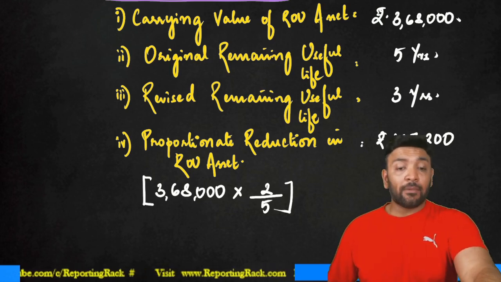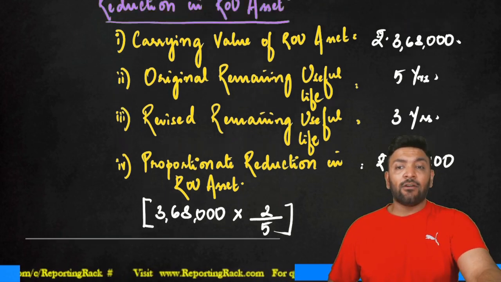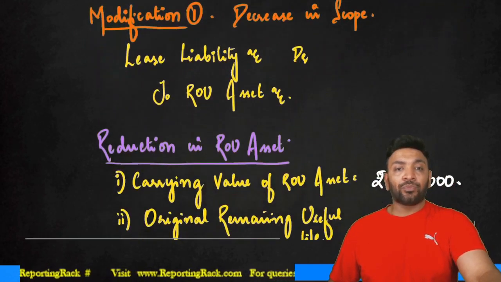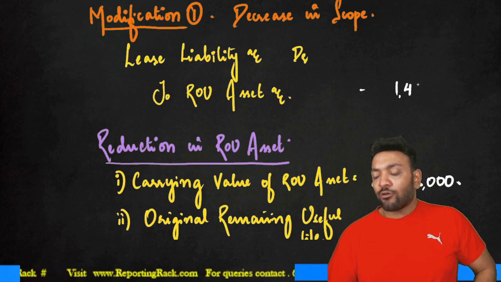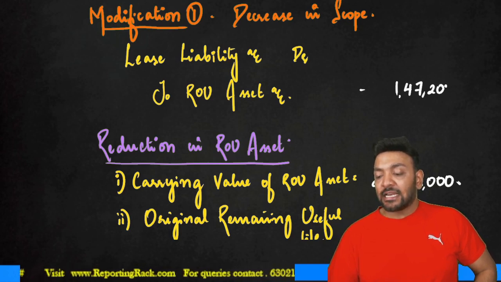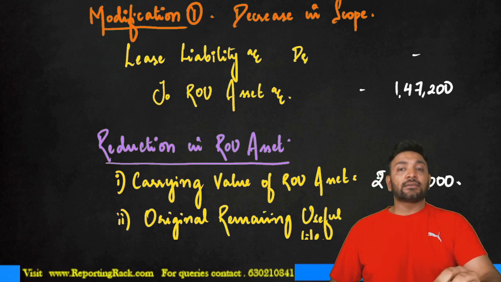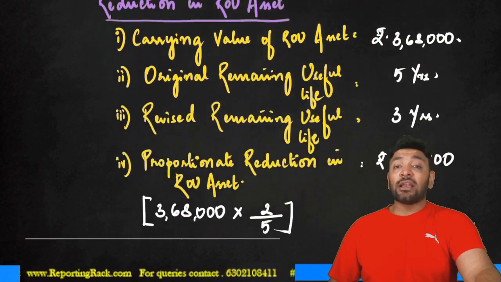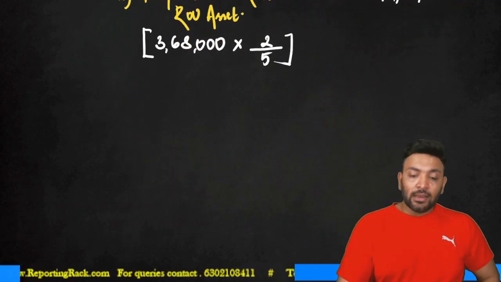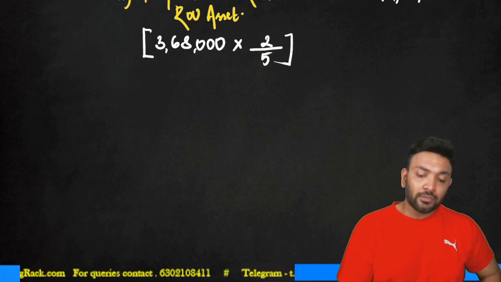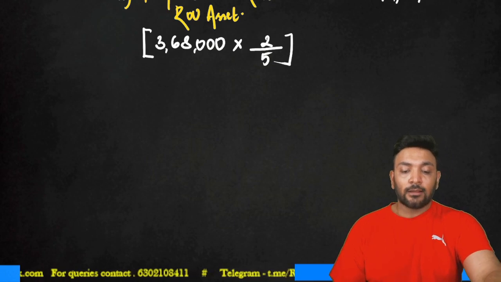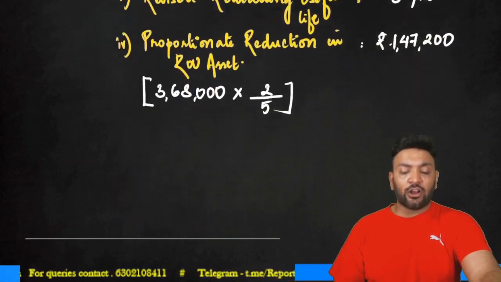Got this? Let me place the answer then in the entry. ROU asset should be reduced by 147,200 because there is a decrease in the scope of the lease. Now there is also a reduction in the lease liability as well. Let us calculate. Calculate, guys. There is a reduction in ROU asset.